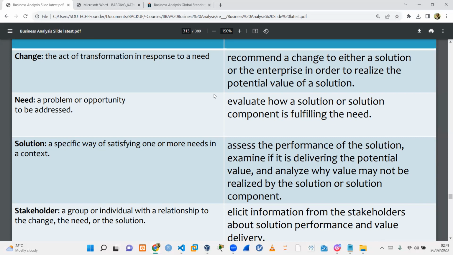Now, when we look at need, we don't look at need only as a problem. It's just like some industries, some companies, some niche. You find out that what some people are categorizing as a problem, some other companies are seeing these things as opportunities to be addressed, as means by which they can get some ROI. Here you're going to evaluate a solution or solution component and make sure that it's fulfilling the need. That's why it's very key.